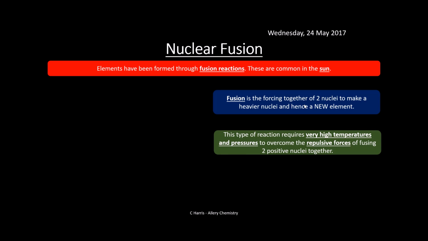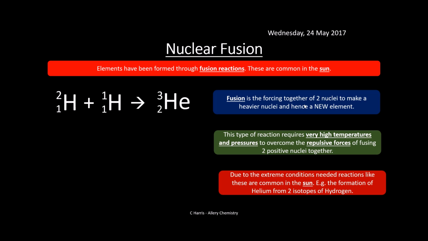So this type of reaction, understandably, obviously it needs to be done at very, very high temperatures and pressures. You have strong repulsive forces between two nuclei. Remember, they're both positively charged. So trying to push these things together is going to be remarkably difficult to do. And obviously, due to the extreme conditions that we need, these reactions are very common in the sun because the sun does have these extreme conditions. And obviously, we form helium from two isotopes of hydrogen.